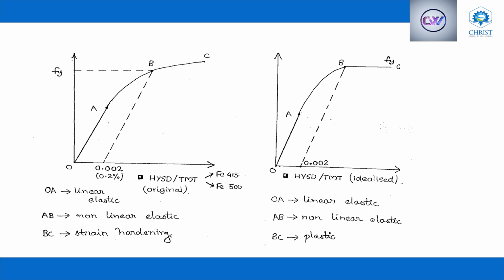Here the yield strength is considered at 0.2 percent. The yield stress is considered the stress at a 0.2 percent strain. It is known as proof stress. Here first one is the original graph. Second one is the idealized graph for the design purpose.